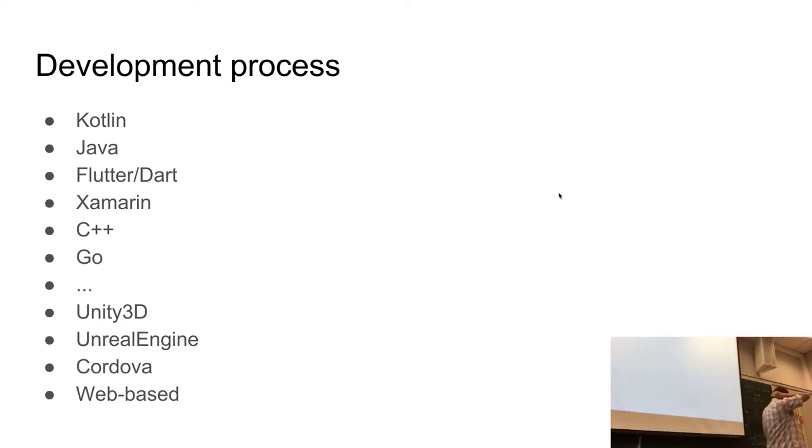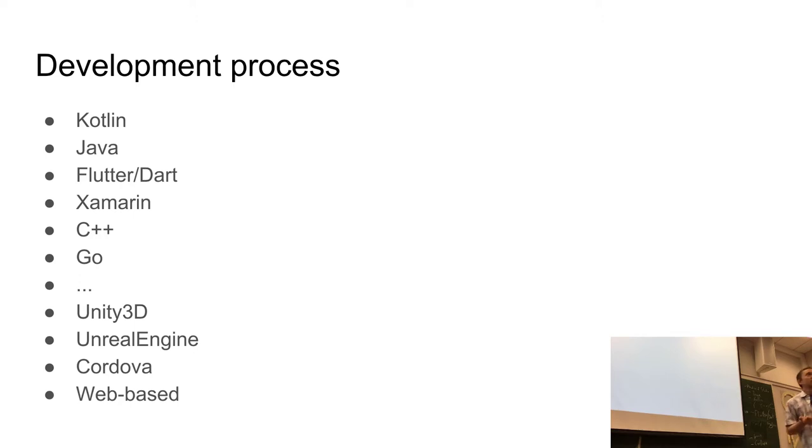So this is the list that kind of covers most of the things, right? You mentioned Kotlin, Java, Flutter, and Dart. We will cover it in the next week lecture. There is a technology stack called Xamarin, and I will talk a little bit about Xamarin in a minute. We have C++, so we already saw it. You can do cross-platform development using C++ directly in Android Studio.